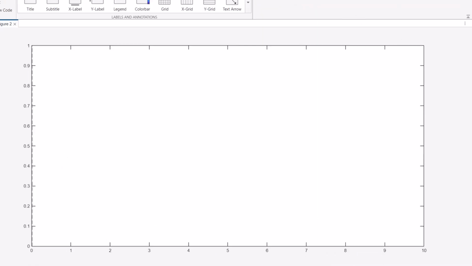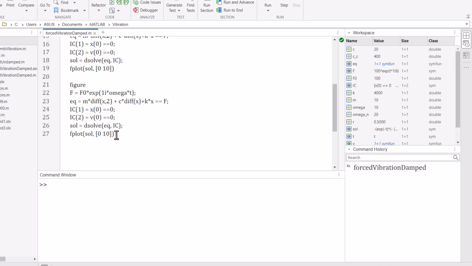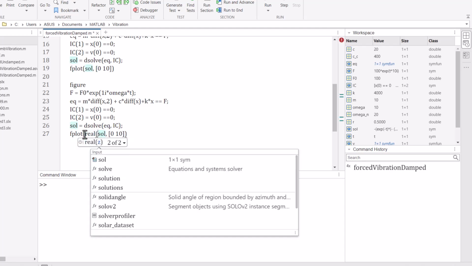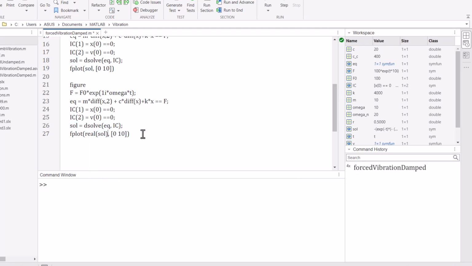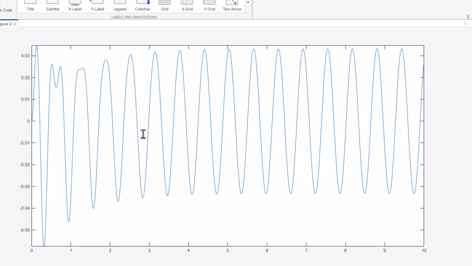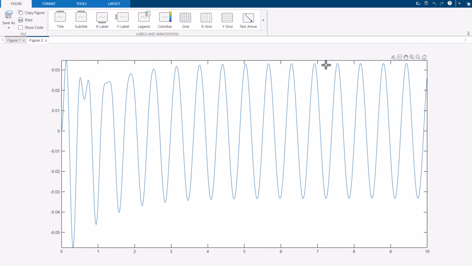this second figure is not what I was hoping for. And the reason behind that is f in this form is a complex variable, but the only part of f which has a meaningful physical interpretation is the real part of it. So instead of plotting sol, I only plot the real part of it. And now I press F5, and this is the result of our second method. So if I compare the two results, I can see there is no difference.